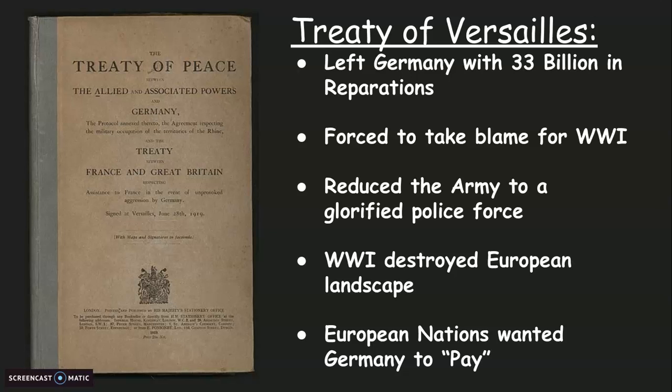Germany was forced to take the blame for World War I. Their army was reduced to a glorified police force. They lost many land holdings that they imperialized during World War I. World War I destroyed the European landscape, so a lot of European nations wanted Germany to pay for World War I.